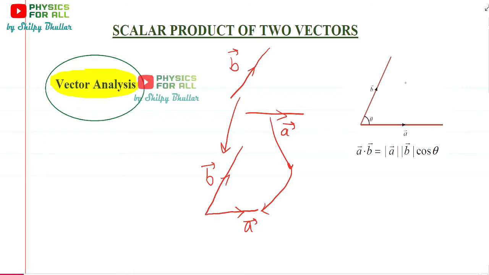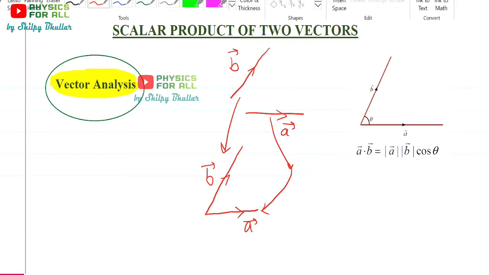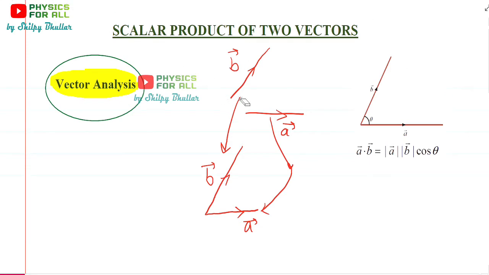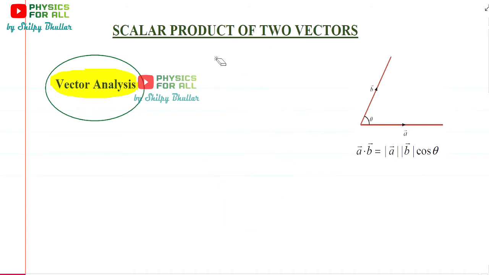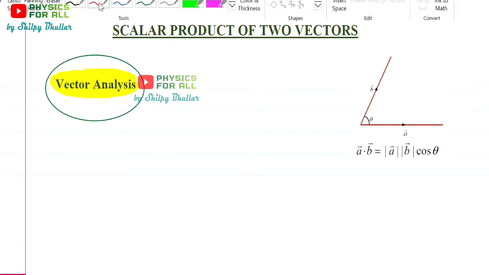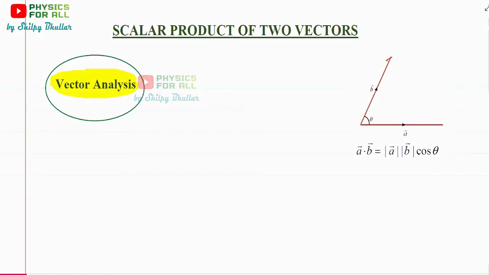But here, just remember that we have joined the tails of two vectors. Usually, for a vector, we know that the vector is represented by an arrow. So the arrow is also called head, and the other side without arrow is known as tail. So this vector B is having arrow here, and this portion is its tail, and this vector A, its arrow is here, this is its head, and this is its tail. So we have joined the tails of both the vectors.